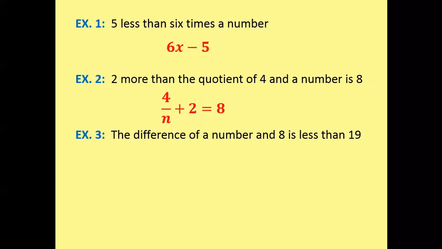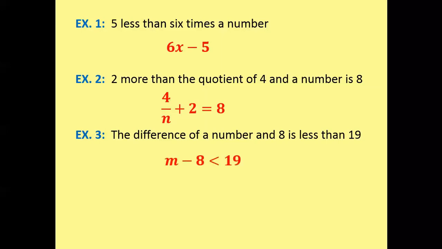Example 3: the difference of a number and 8 is less than 19. So I see "the difference of," and I know I'm talking about subtraction. So in this case, it's important to go in order of what it tells you. The difference of a number and 8 means we're going to start with the number and subtract 8. And then it says "is less than," and I know that's my inequality symbol, 19. So there's the difference of a number.